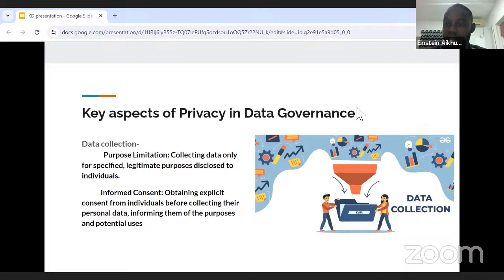If you're okay, you say yes, and you continue using. If you're not, you close it and you discontinue from it. Another aspect under data collection is informed consent, obtaining explicit consent from individuals before collecting their personal data, informing them of the purposes and potential uses. They will inform you of what they want to use your data for and how they want to use it. That's basically informed consent.